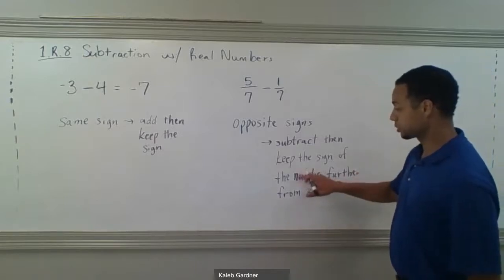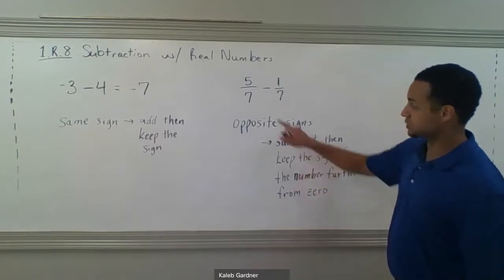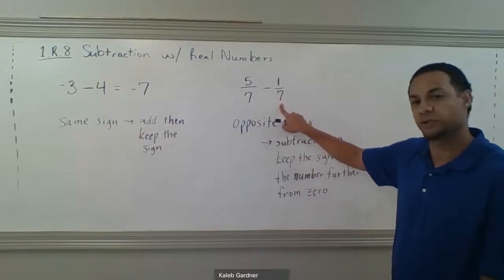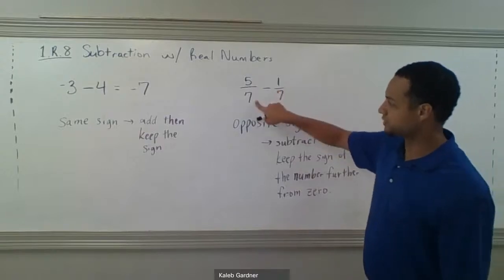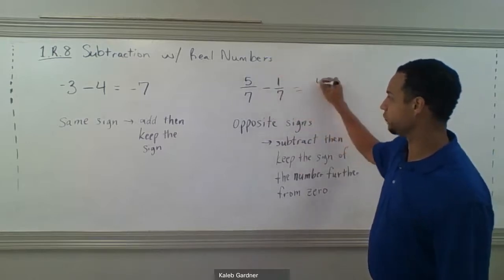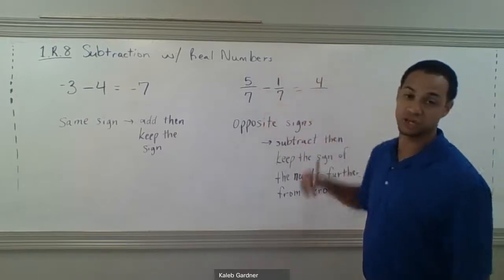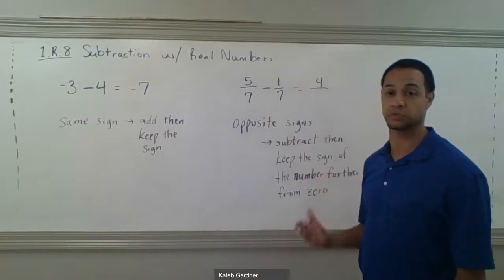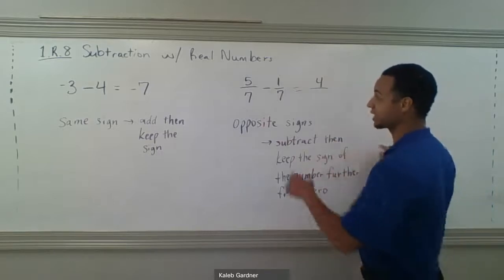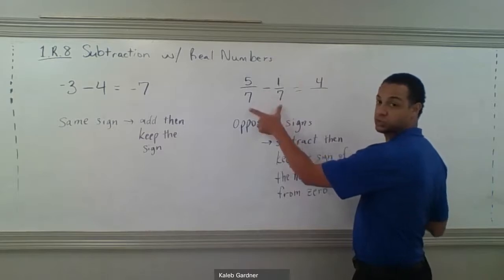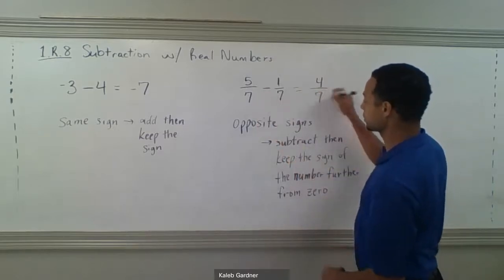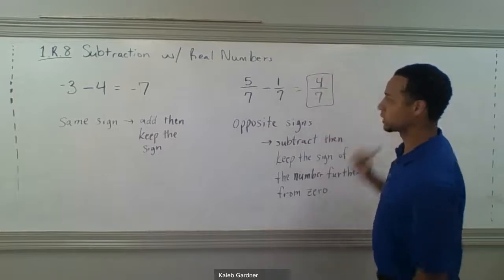So what we're going to do is we're going to subtract these two and keep the sign of the number that's larger, right? Further from zero. So 5/7 minus 1/7, we say 5 minus 1, which is 4. The 7s do not change. When we add or subtract fractions, we do not mess with the denominator as long as it's already the same denominator. So 4/7 would be our answer.